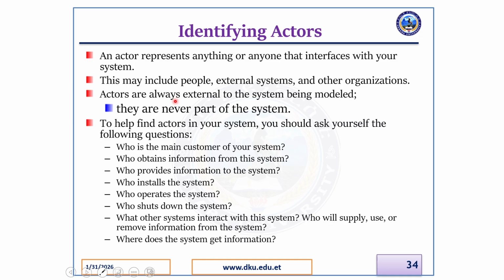To help find actors in your system, you should ask yourself the following questions. Who is the main customer of your system? Who obtains information from this system? Who provides information to the system? Who installs the system? Who operates the system? Who shuts down the system? What other systems interact with this system? Who will supply, use, or remove information from the system? Where does the system get information?